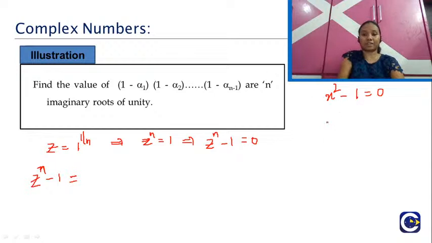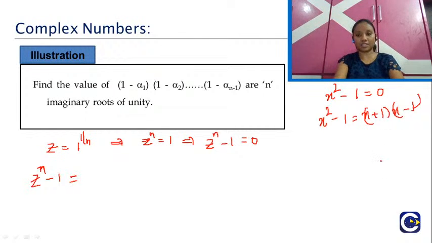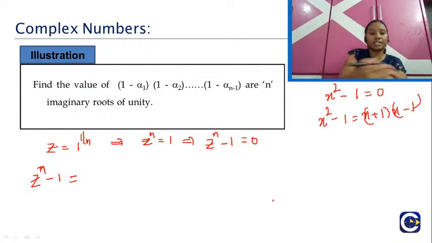How will we be factorizing this? This will be factorized as x plus 1 into x minus 1. That means -1 and +1 are my roots. Using my roots, I can write my factors, where the product of the factors will be equal to my equation. So in this complex case, what are my roots here? My roots are 1, alpha.